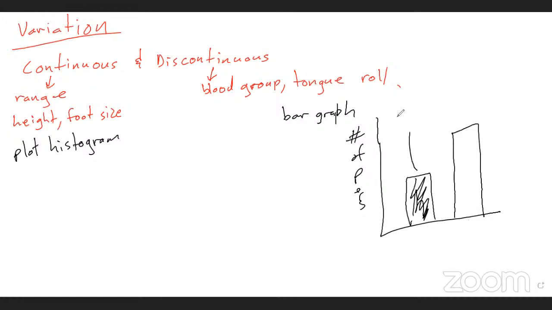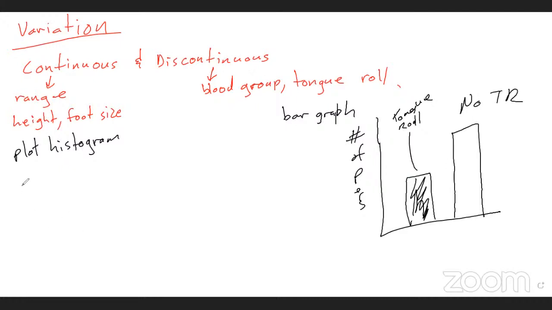I would say this is a thumb rule: with discontinuous variation, they are placed in distinct categories.